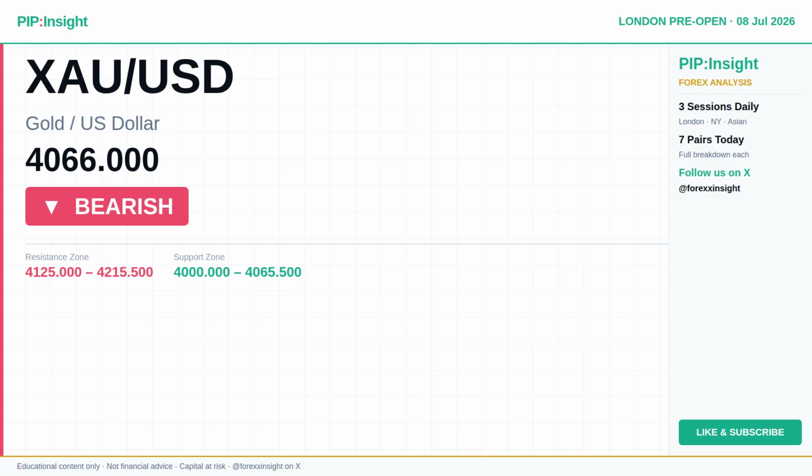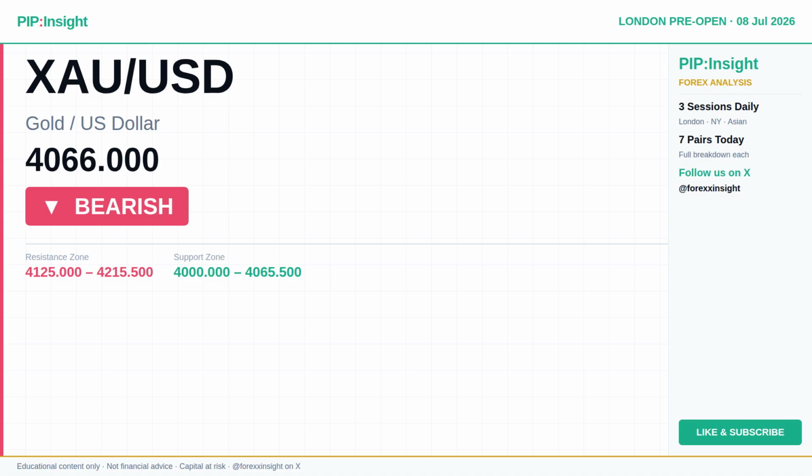That alone can attract technical interest and spark short covering bounces, so watch that $4,045 to $4,065 zone carefully as a potential floor. On the fundamental side, today's big event is the FOMC meeting minutes at 2 p.m. London time. Any language reinforcing a higher for longer rate path tends to strengthen the dollar and weigh on gold, while dovish signals could provide some relief.